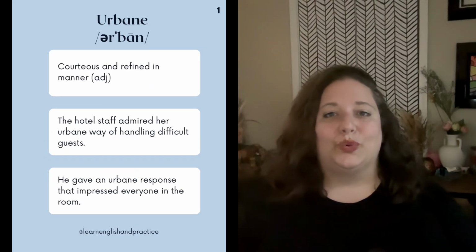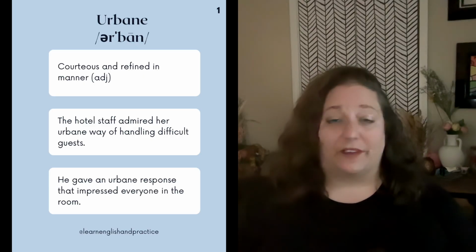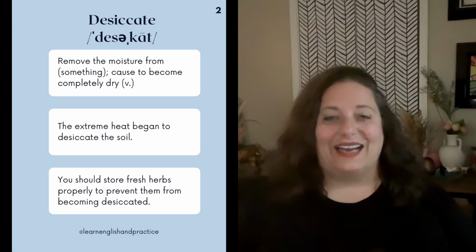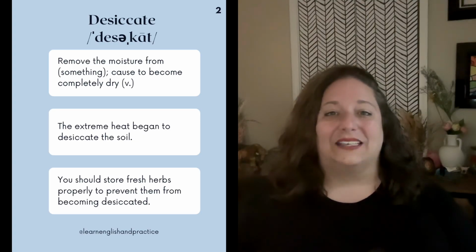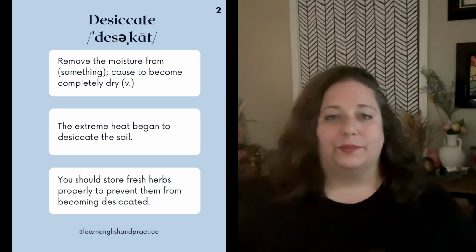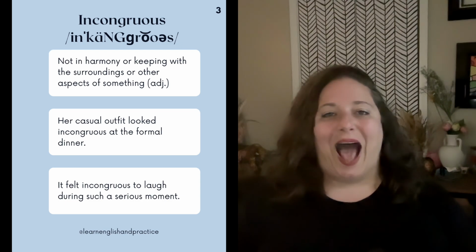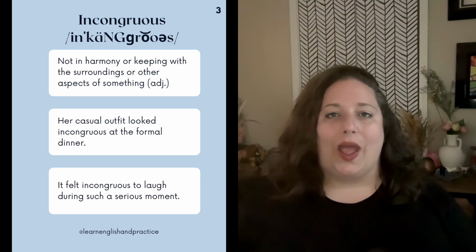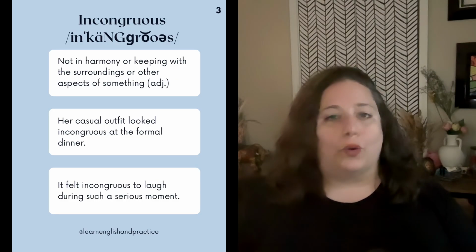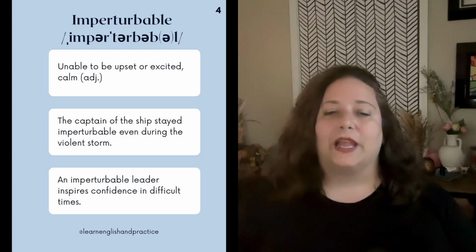Urbane. Urbane means courteous and refined in manner. Desiccate. Desiccate is to remove the moisture or dry something out. Incongruous. Incongruous means not in harmony or keeping with surroundings.